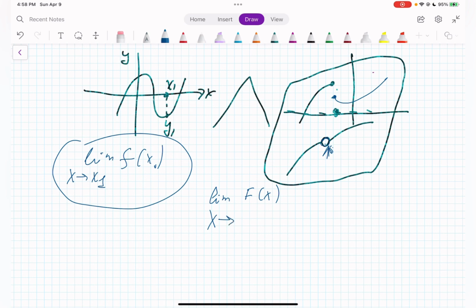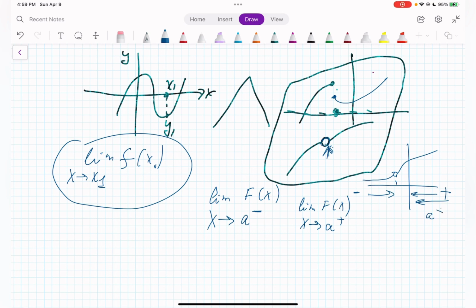And x can approach, let's say, a from the left side, because this is my graph, this is negative, this is positive. If I have a hole here, it can approach this hole from the left side, or it can approach from the right side. If it's approaching from the right side, I'm going to write down limit f of x, x approaches a from the positive side, from here. This will be a plus, and this will be a minus.